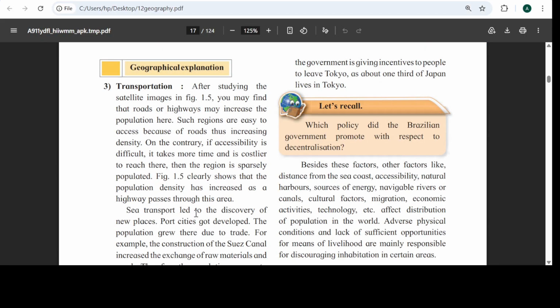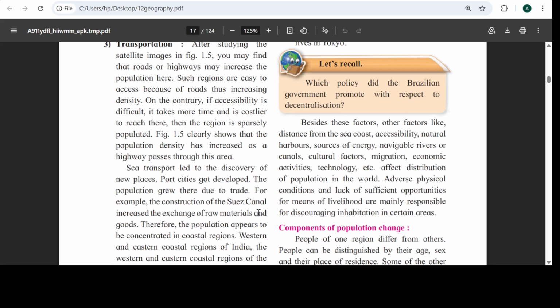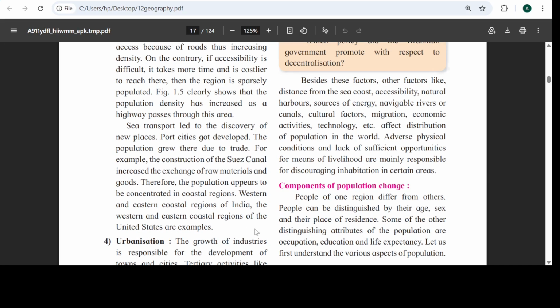Sea transport leads to the discovery of new places. Port cities got developed. The population grew there due to trade. For example, construction of Suez Canal increased the exchange for raw materials and goods. Therefore, the population appears to be concentrated in coastal regions. Western and eastern coastal regions of India, the western and eastern coastal regions of the United States are examples.